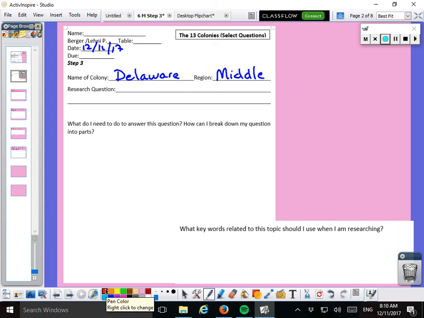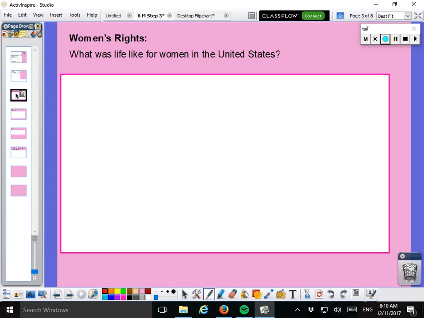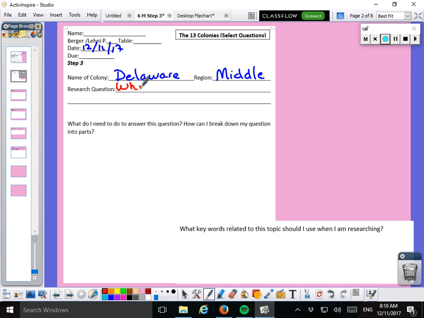As I was doing research about Delaware, I started to think about which of my questions I want to research. I selected one of my questions, which was women's rights. It says, what was life like for women in the United States? So that's going to be my research question. But if I just ask that, it's not actually going to give me any information about Delaware as a colony. So I might actually ask the question, what was life like for women in the colony of Delaware?